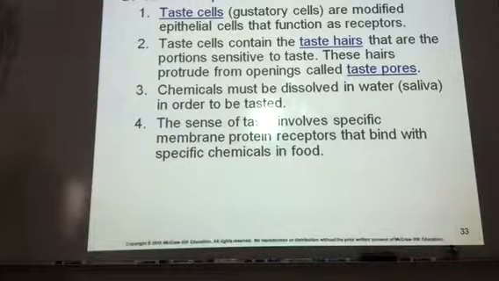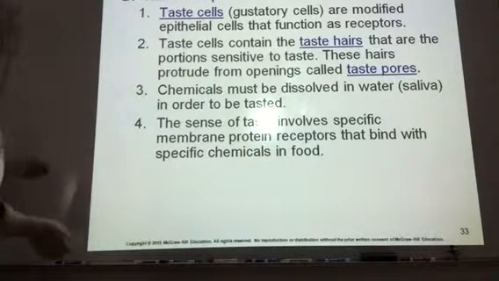Taste cells, gustation or gustatory. Gustation deals with taste. So gustatory cells are modified epithelial cells. They are a receptor that pick up taste. All taste cells are going to have the little taste hairs that are at the end, and they are what actually receive and pick up the certain taste. And those hairs are the first thing present at those pores or those openings.